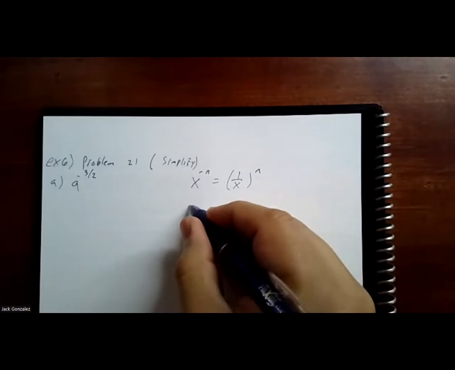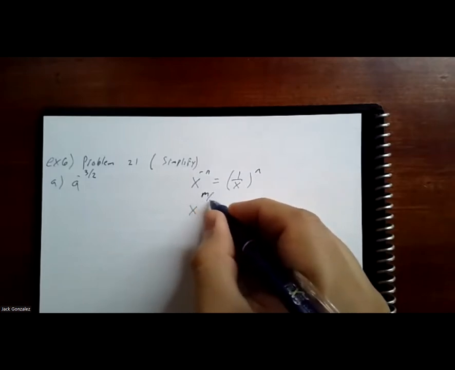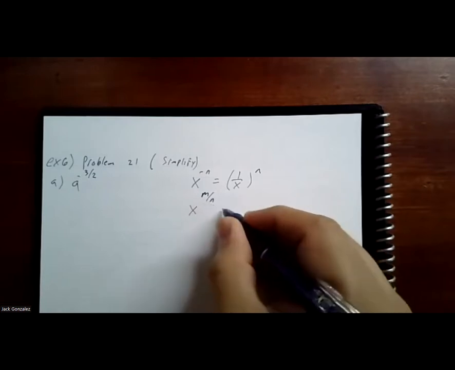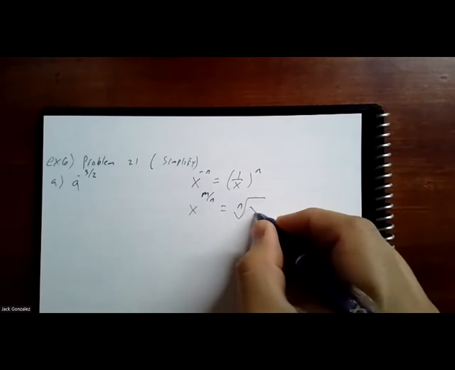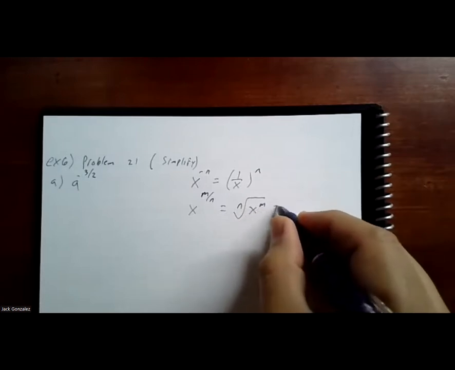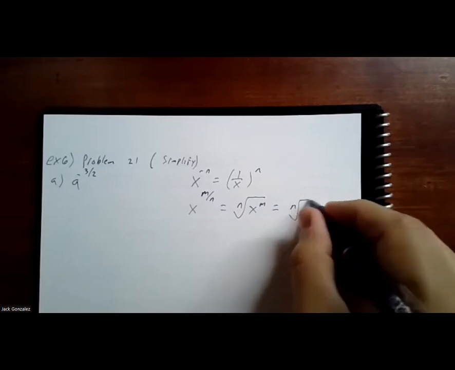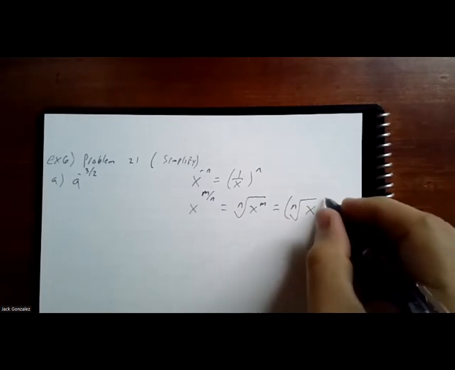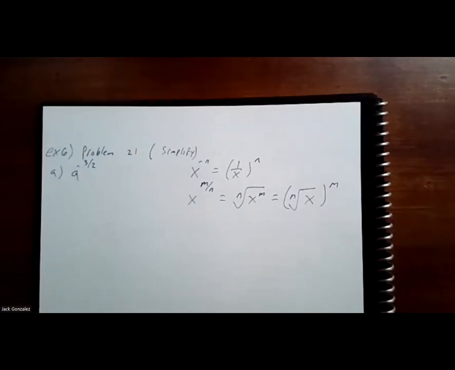Also, don't forget that I wrote earlier, x to the m/n is equal to the nth root of x to the m, which is equal to the nth root of x whole thing to the m. So use whatever you think is useful. Doesn't matter which one you use. Whatever gets the work done, right? Whatever solves the problem.